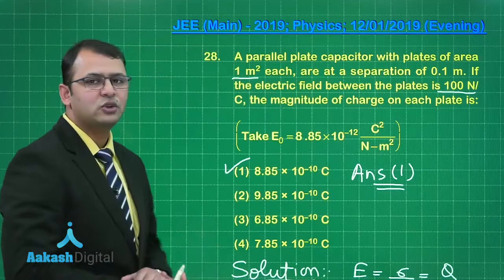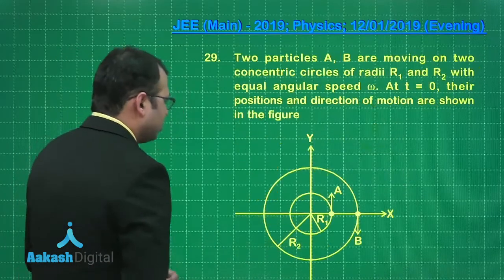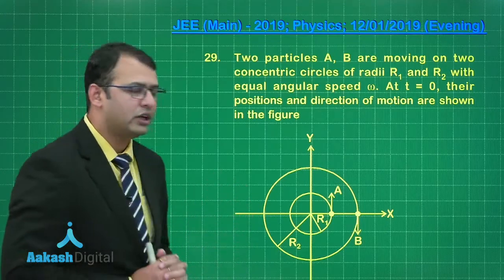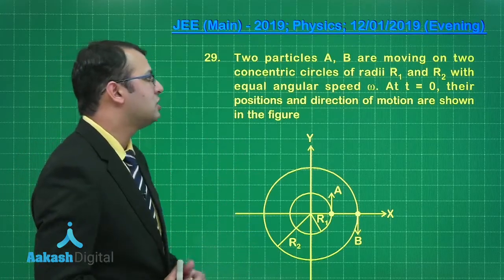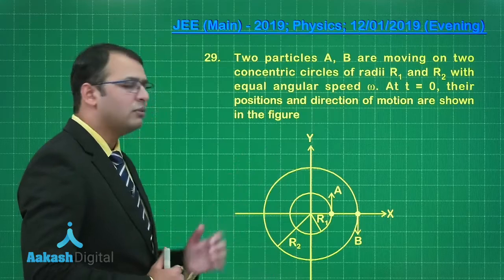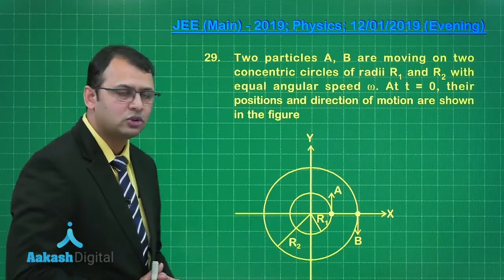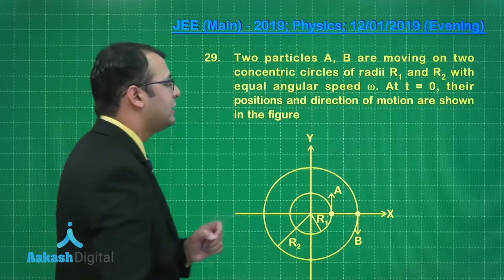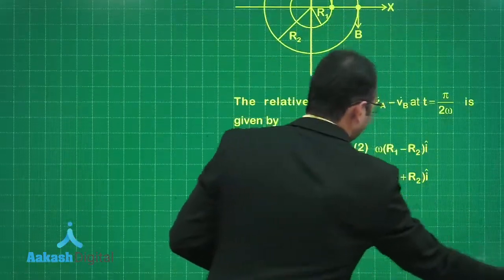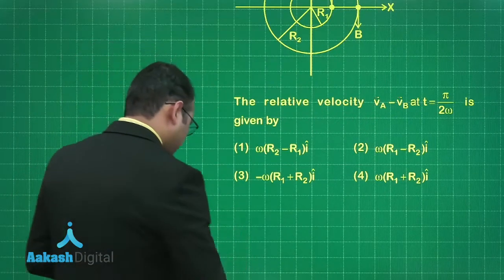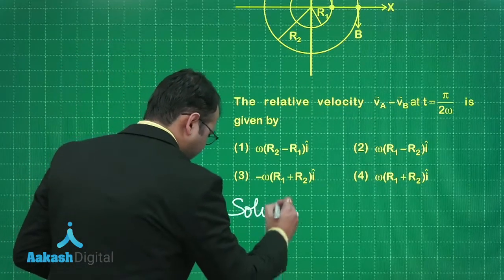Let's move ahead and see question number 29. Now the question belongs to a section of mechanics, basically rotational motion. Here there are two particles A and B which are moving around a common center in concentric circles, but the direction of motion is opposite. So we have to find their relative velocity at a particular time of pi by 2 omega, right? So very first thing, let's start with the solution.